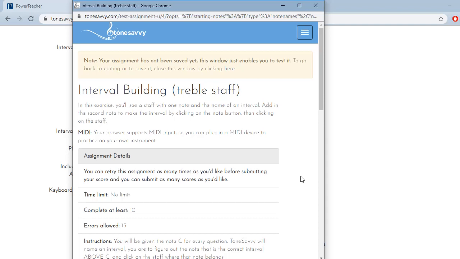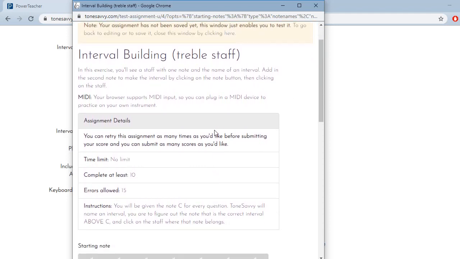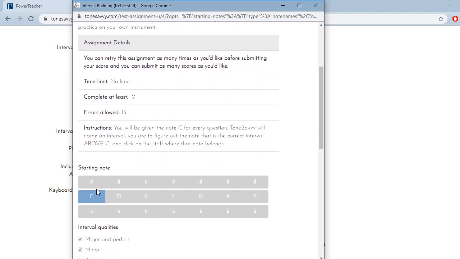This assignment is going to be the first one that is a new kind for today. What this is, is interval building. The way that this is going to work, and this is all explained in the instructions, both up here and also the instructions that I wrote myself, is you are going to have the note C as your starting note, and it's going to tell you an interval that it wants you to build.